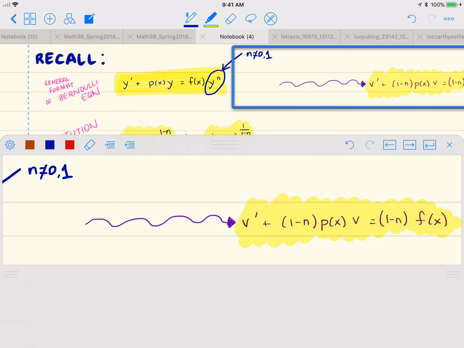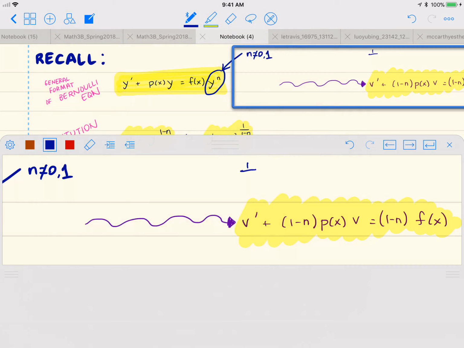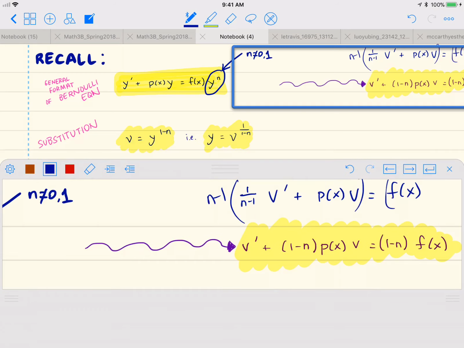So we've got a linear first order equation. This version might look a little different from the equation that we wrote on the board. The only difference is, let me just go ahead and show you. On the board today, we had 1 over n minus 1 v prime plus p of x v equals f of x. And all I did was multiply both sides by n minus 1. When I multiply both sides by n minus 1, that cancels out that factor of 1 over n minus 1. And now that n minus 1 is going to be multiplied by p v, and it's also going to be multiplied by f of x.